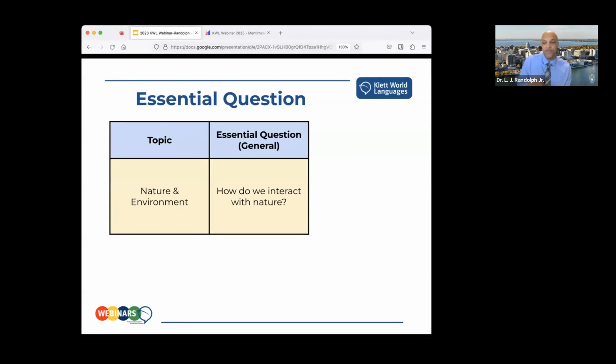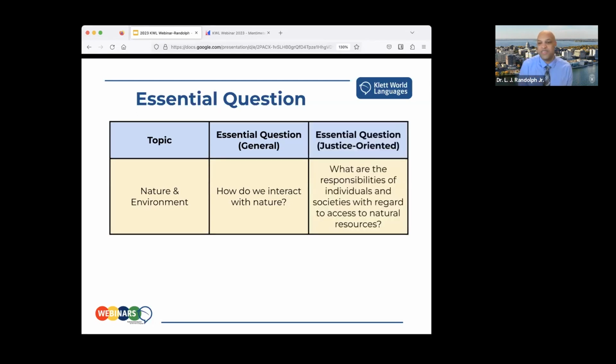I think it's better if we move away from just a topic to an essential question, right? How do we interact with nature, right? So I think that's a good essential question, and that frames some of the activities that I might have in my classroom. However, this question is not exactly justice oriented. How can we shift it, massage it a little bit, and make it even better?